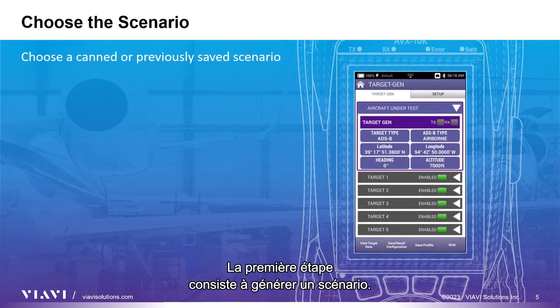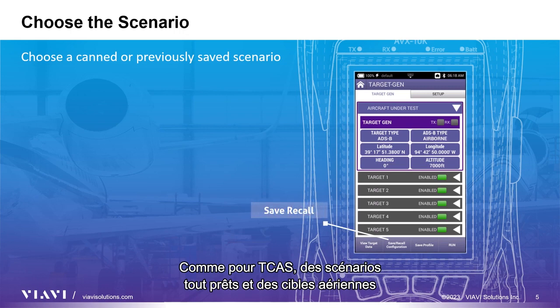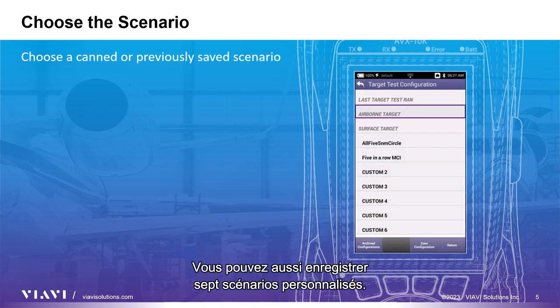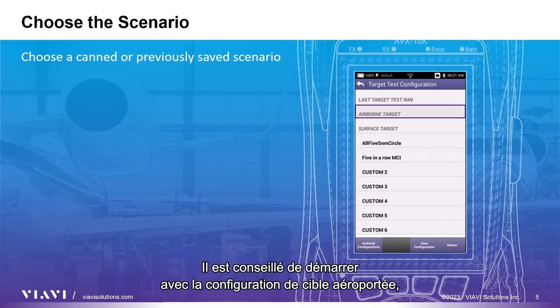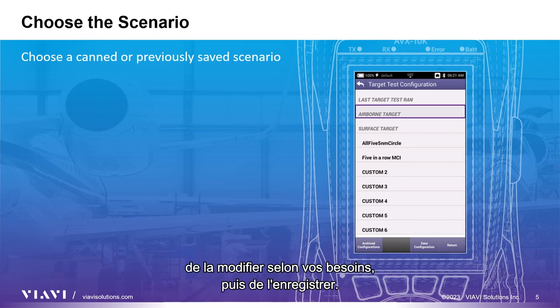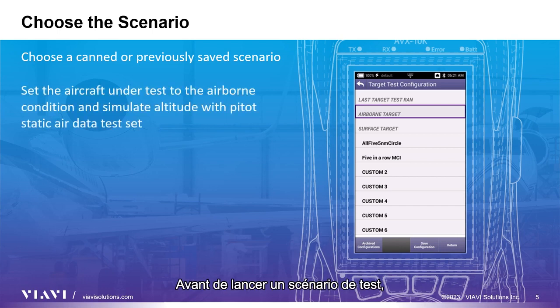The first step is to generate a scenario, and like the TCAS application, some CAN scenarios, airborne target and surface target, are provided to get you started. 7 custom scenarios can also be saved. Press the Save Recall Configuration button to view the provided scenarios. The suggested approach is to start with the airborne target configuration, make modifications to fit your needs, and then save the configuration. Before running a test scenario, the aircraft under test needs to be set to an airborne condition and altitude needs to be simulated using an air data test set.